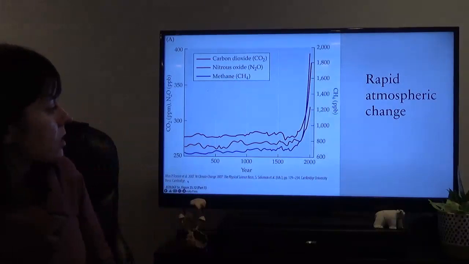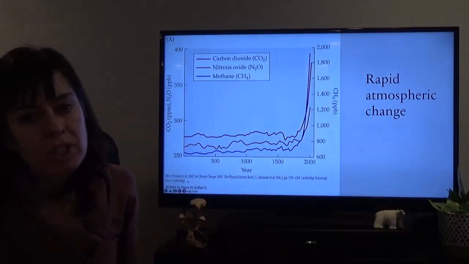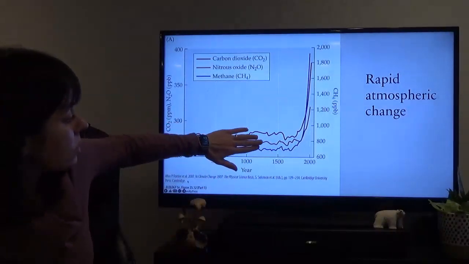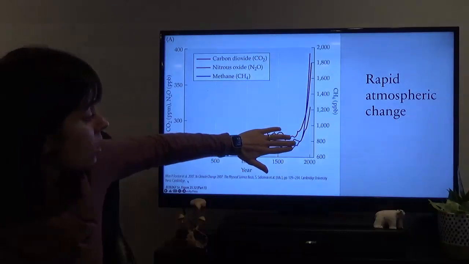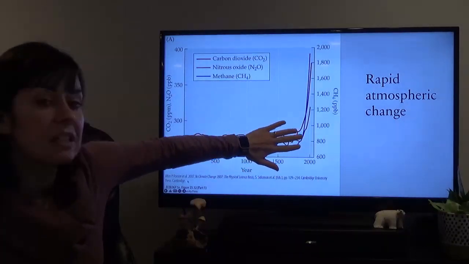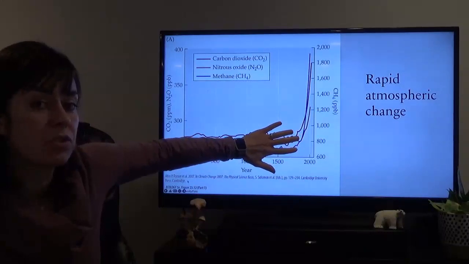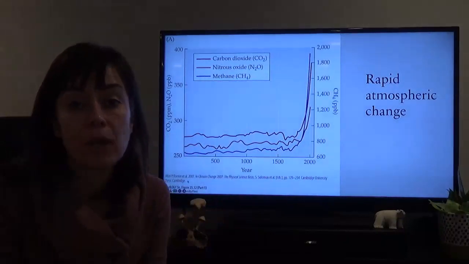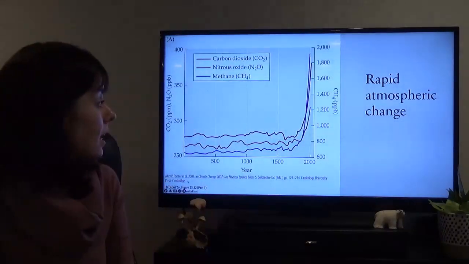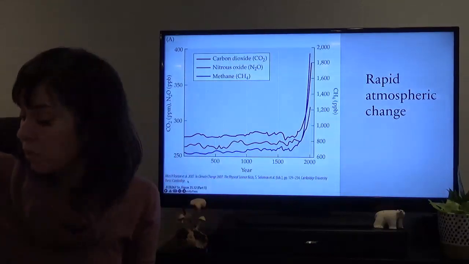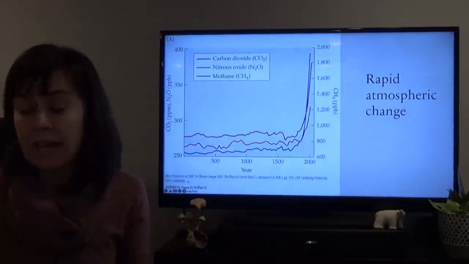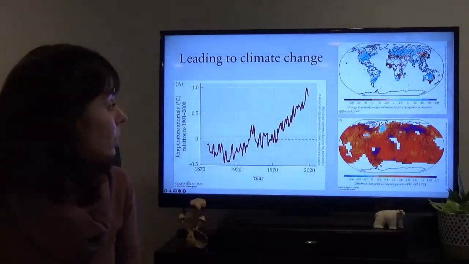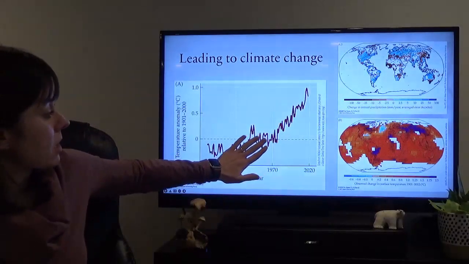Okay? So it doesn't really matter which line you look at, we're seeing the same trends across the board. The concentrations of those greenhouse gases were very constant until we started to industrialize the planet, at which point we've seen this exponential increase in the concentrations of all three of these greenhouse gases. And so this is one aspect of the way in which we as humans have changed the planet. And this rapid atmospheric change is driving rapid climate change.